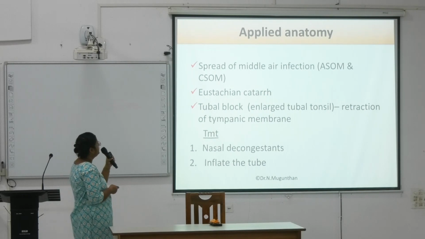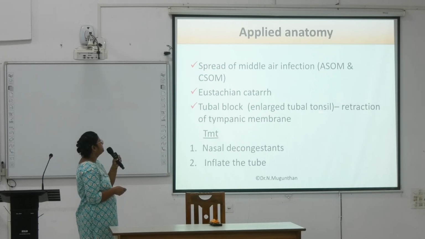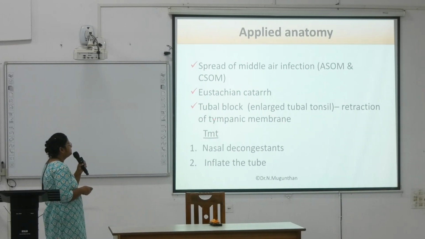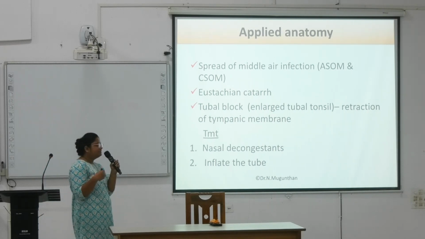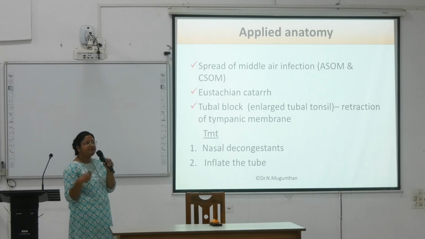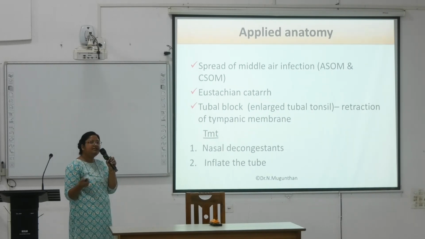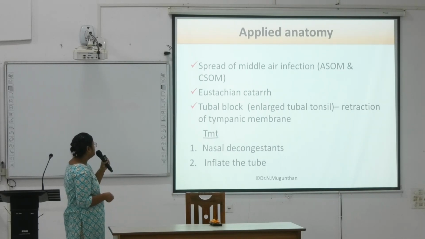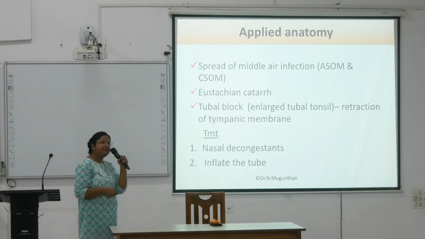Eustachian catarrh formation occurs, and tubal block due to enlarged tubal tonsil. Retraction of the tympanic membrane will occur if tubal block occurs, because on the outer aspect there is high air pressure, and within the middle ear the pressure will be low. Treatment is nasal decongestant and inflating the tube.